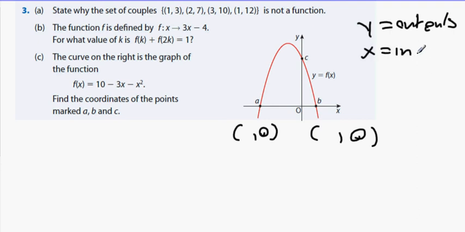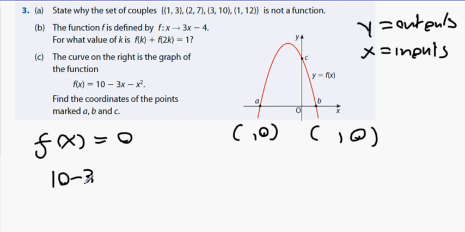How do we know that? F of x is basically the same thing as y. F of x is the output, y is the output. The output equals 10 minus 3 times the input minus the input squared. Okay. Now that that's done, let's find the coordinates. This question is f of x equals 0. The output is 0. Find the input that causes this to happen.